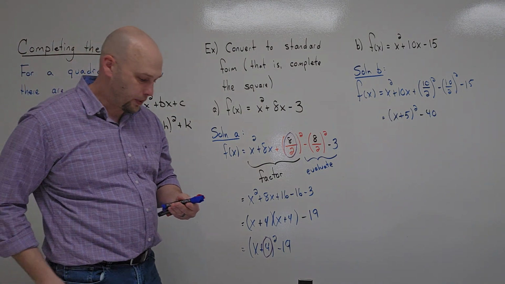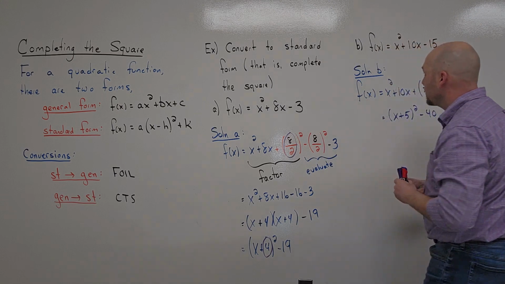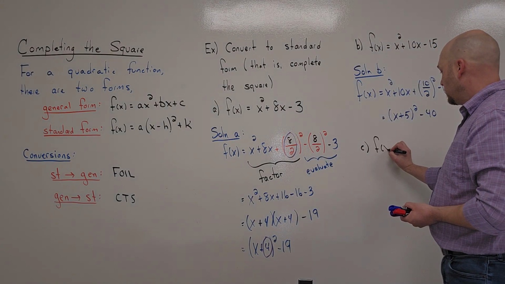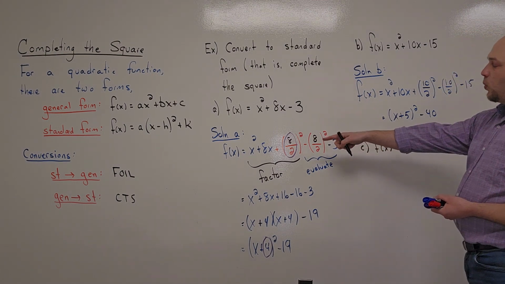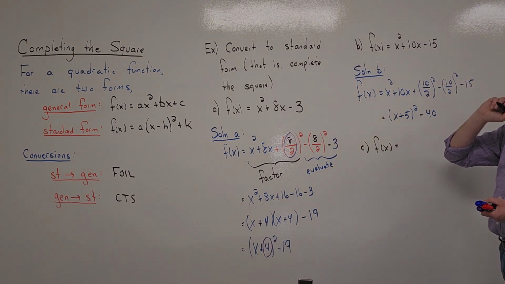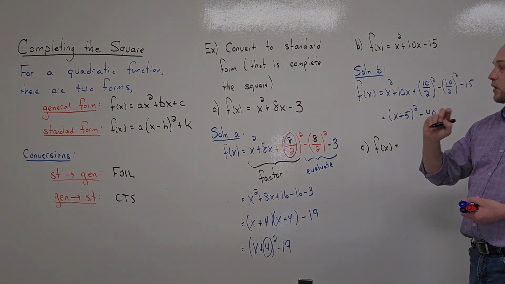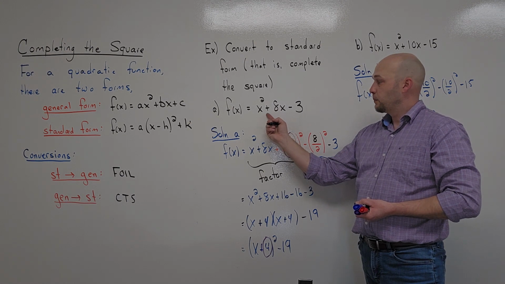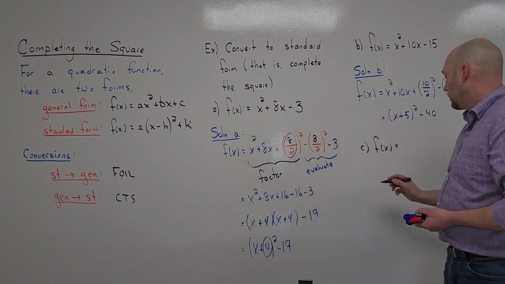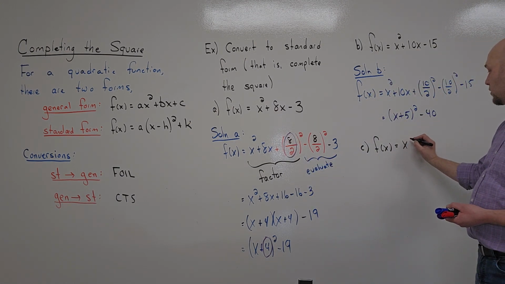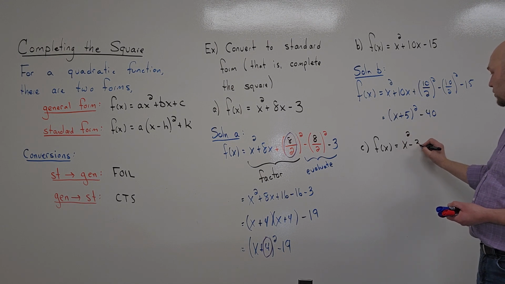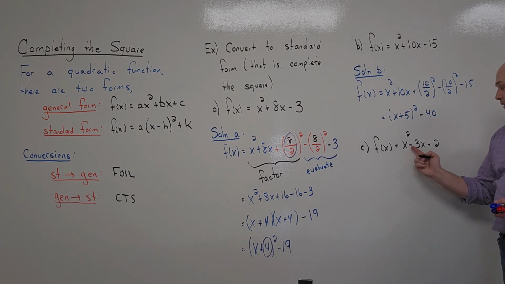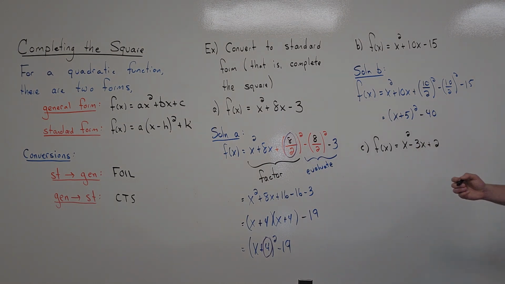Let's try a few more examples. Part C. Let's take a look at what happens if, so one of the slightly simplifying things that I did with parts A and B, notice the coefficient of x was not only an even integer, but positive. So let's see what happens if I change that, so like x squared minus 3x plus 2. It's negative and it's not an even integer.